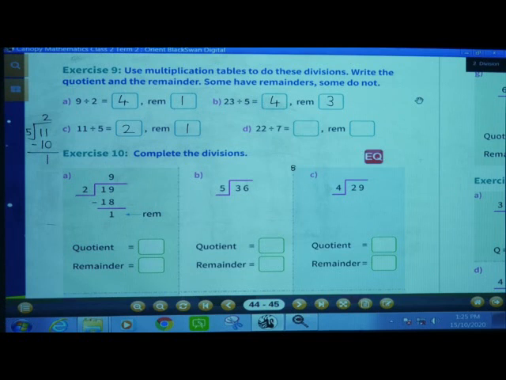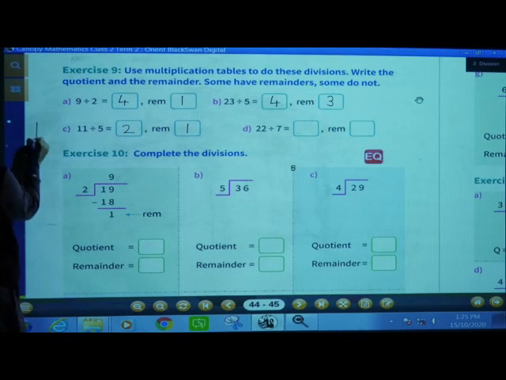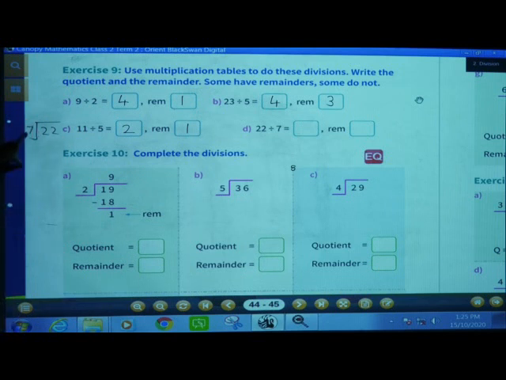Okay. Next, D number, 22 divided by 7. Say the table of 7. 7 ones are 7, 7 twos are 14, 7 threes are 21 and 7 fours are 28. But 28 is bigger than 22. We can't take 28. So, we have to see a smaller number than this 22. Then what is the smaller number than 22? 21. 7 threes are 21.